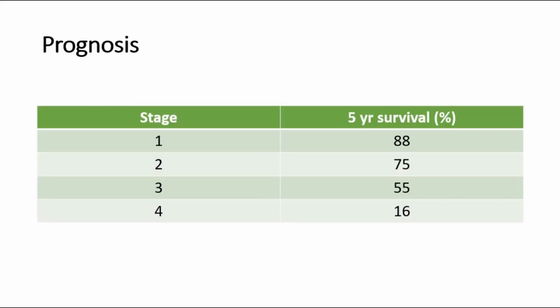The prognosis of endometrial CA depends on the tumor type, whether type 1 or type 2. Type 1 has a better prognosis, and it depends on the stage, and also depends on the grade of the tumor. So this is the 5-year survival for the different stages, where the survival rate will be higher if detected at an earlier stage. Overall, the 5-year survival rate is around 80%.